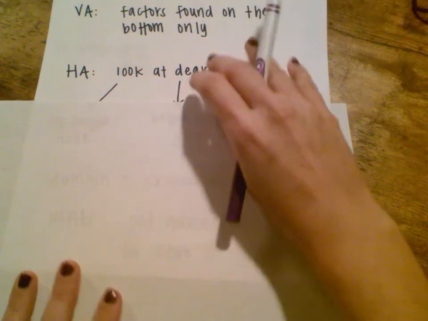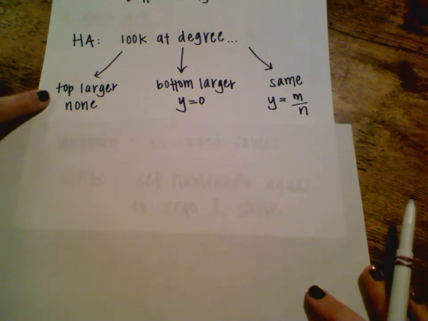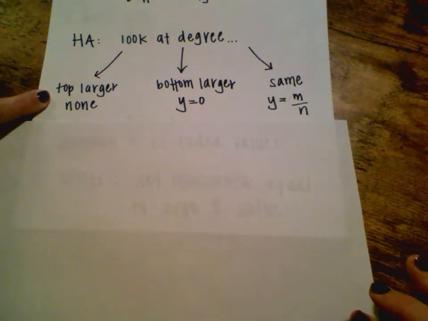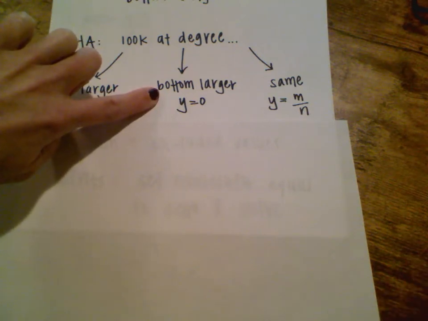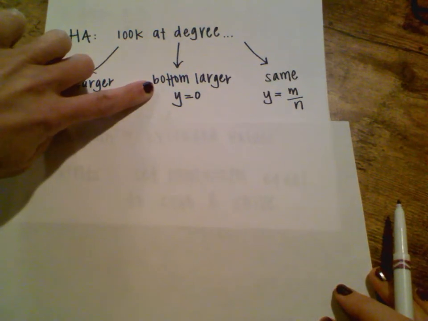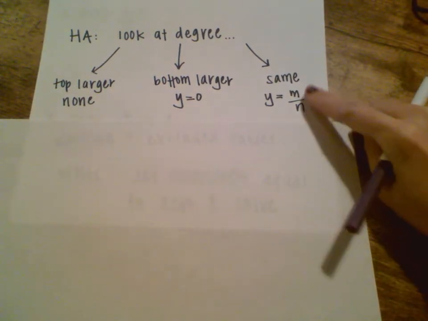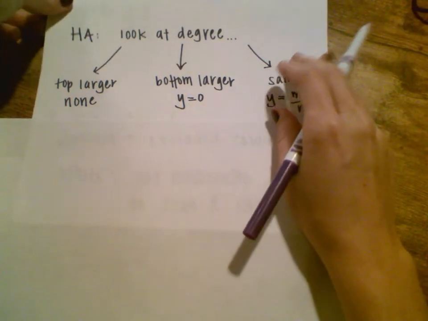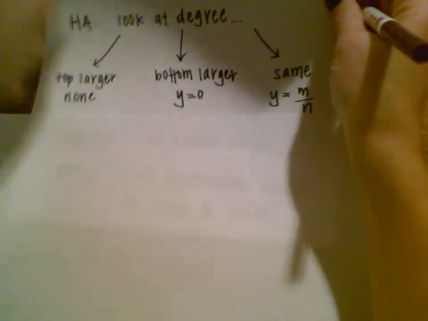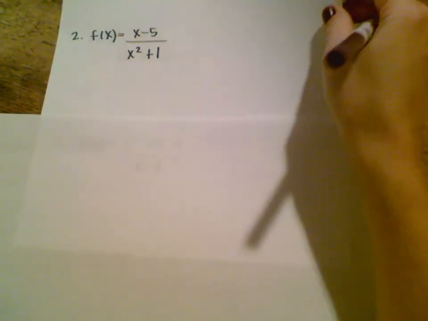And there's 3 cases. 1, if the top degree is larger, there is no horizontal asymptote. If the bottom degree is larger, there is a horizontal asymptote at 0. And if the degrees are the same on the top and bottom, then you're going to divide the leading coefficients to get the equation for the horizontal asymptote. Okay, so we'll go ahead and begin with number 1 on page 24.